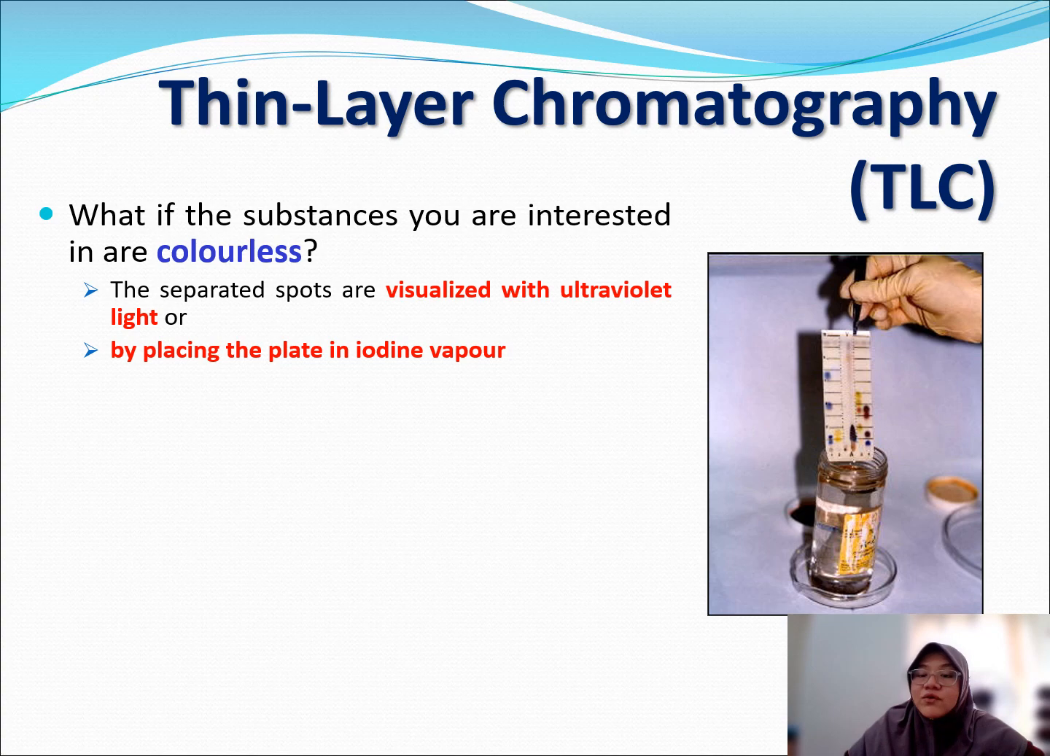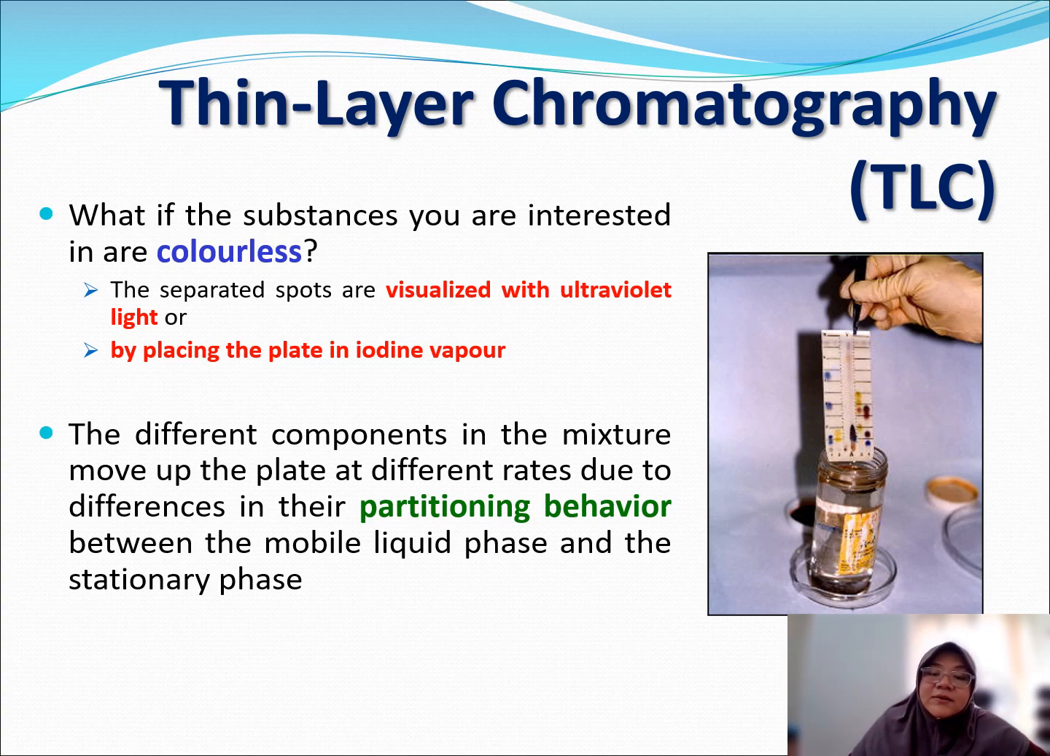Okay, what about if your samples, the organic compound tadi, are colourless, tak ada colour, tak ada pigment? So what you have to do is that you have to visualize your sample dalam ultraviolet light, ataupun you boleh place your plate tu dalam iodine vapor. So this is your sample chromatograph TLC plate tadi, and the TLC plate tak nampak colour, so you letak dalam satu bekas with the iodine vapor. So then this will help in keluarkan colour ataupun help you to view the movement of your organic compounds along the TLC plate, okay.